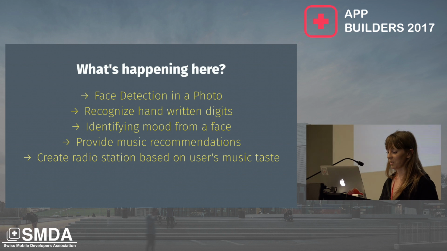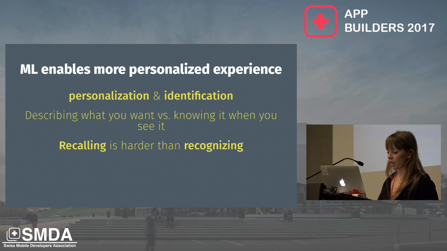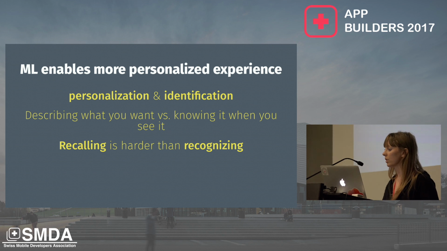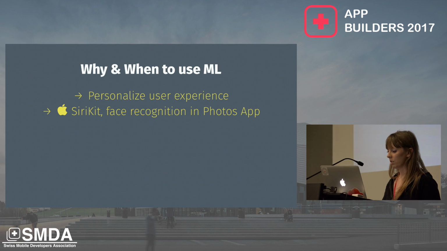I went over some of these examples just for reference for the slides if you look at them after. So ML enables a more personalized experience. Personalization and identification can really help users. Sometimes they don't know what they want exactly. They don't have the vocabulary to describe it perhaps, or they can't really think of it off the top of their head. So if you show it to them, then they kind of know it when they see it. So recalling is harder than recognizing. You can see this in a lot of different topics.